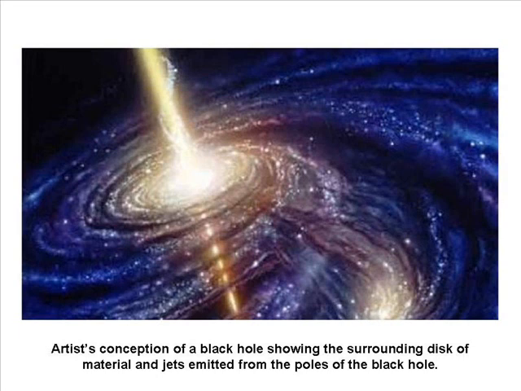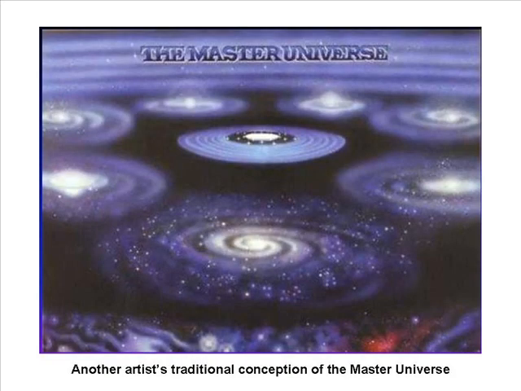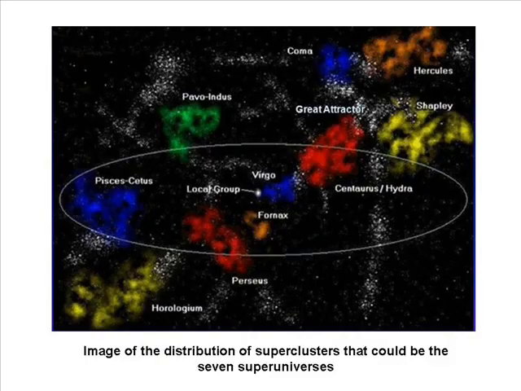Not all black holes emit the jets of material from the poles. The black hole at the center of the Milky Way galaxy does have these jets, but they can't be seen in slide 13. Slide 20 shows another artist's traditional view of the master universe. Slide 21 shows the distribution of superclusters around the Virgo supercluster, of which the local group is a member. Are these the 7 superuniverses? Could be.